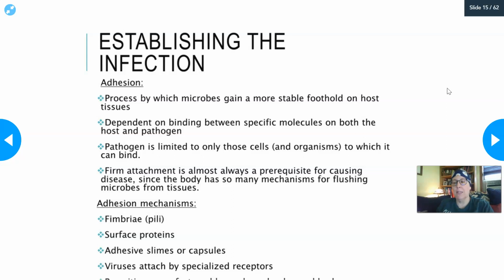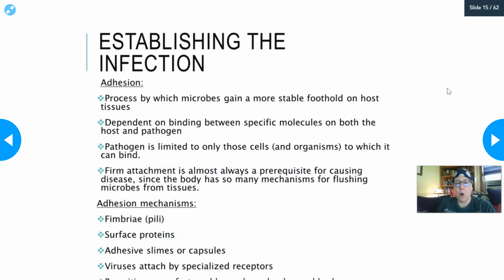It has to be able to get in. So that's, again, with a virus, that's what makes them be able to infect certain cells and not others. And for bacteria and stuff like that, that's what allows them to usually infect one body system versus another.